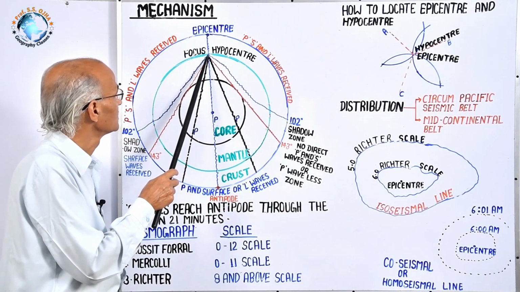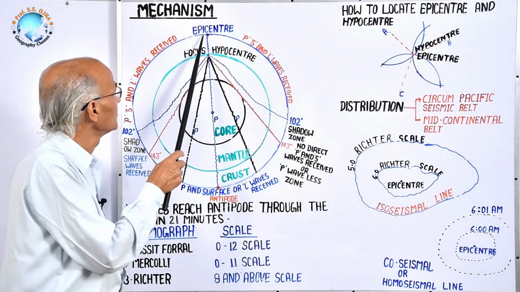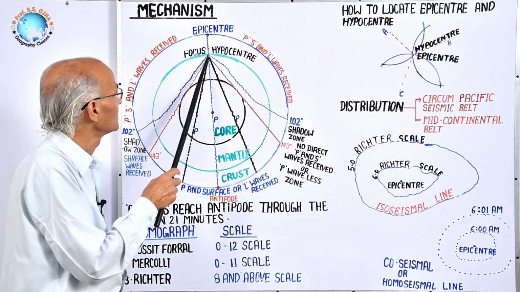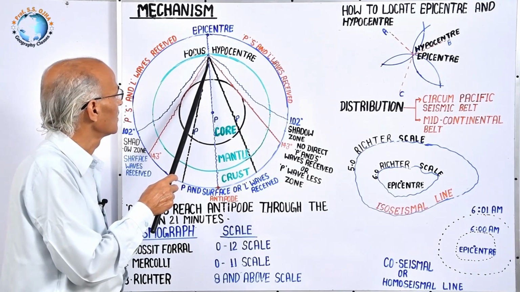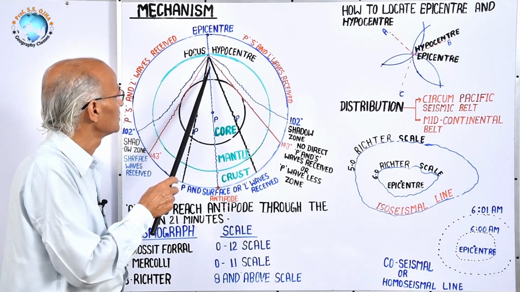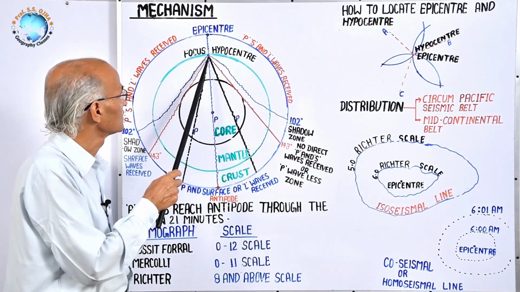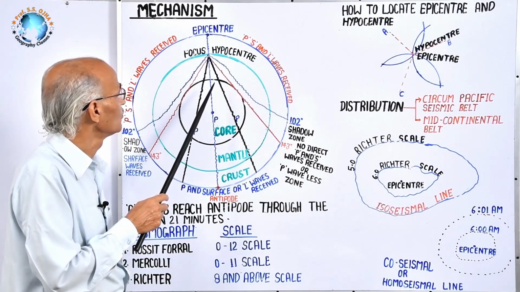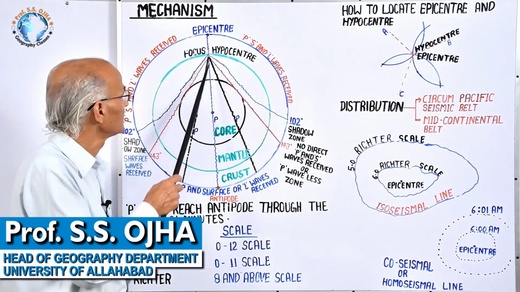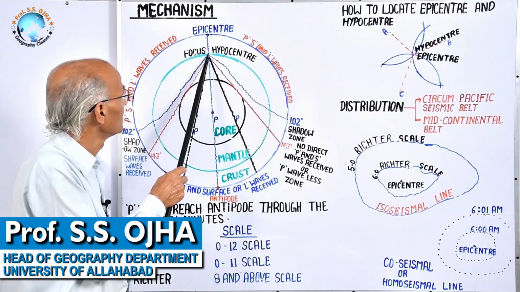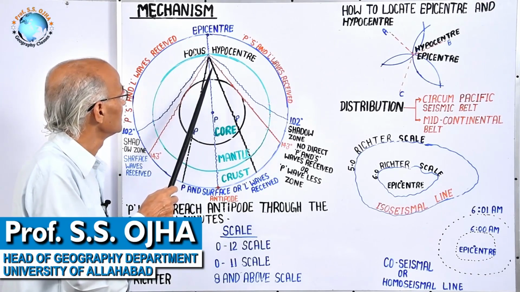Here, this is the focus or hypocenter. Sometimes the focus is 100 km deep from the surface of the earth in the asthenosphere, but sometimes deep focus is located 300 to 700 kilometers down. The cause of this focus or hypocenter, as you know, is tectonic isostasy, and P waves originate from the focus or hypocenter and travel in all directions.